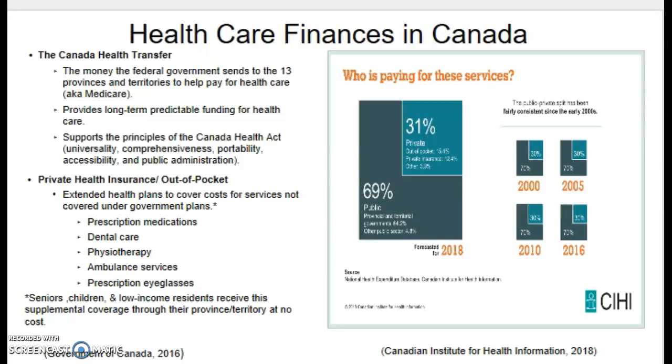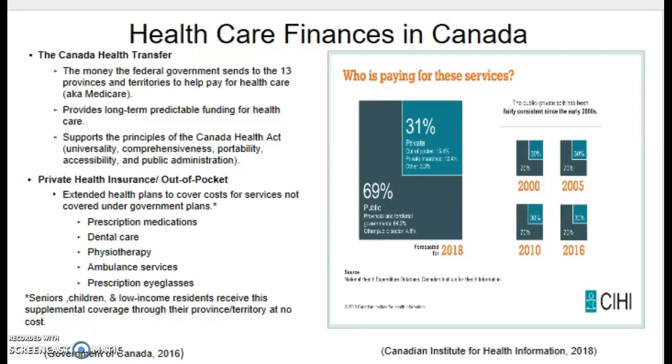healthcare facilities; and public administration, all administration of provincial health service must be carried out by a public authority on a non-profit basis. Provinces and territories must adhere to this criteria in order to receive funds from the Canada Health Transfer.